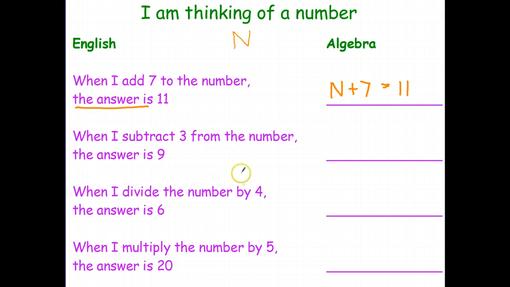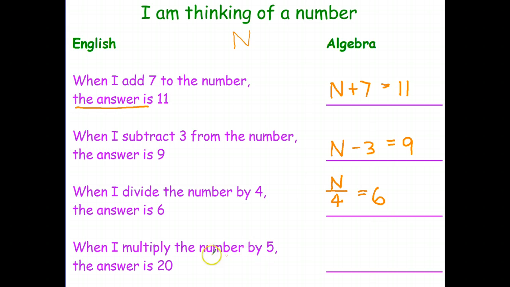Okay, let's see how you went. These are all pretty straightforward. When I subtract 3 from the number, so I take my number and subtract 3 from it, and the answer is 9. So my equation is n take 3 equals 9. When I divide the number by 4, the answer is 6. If you recall, the best way to show division in algebra is using the fraction bar rather than the divide sign. So I would write that as n over 4 equals 6.